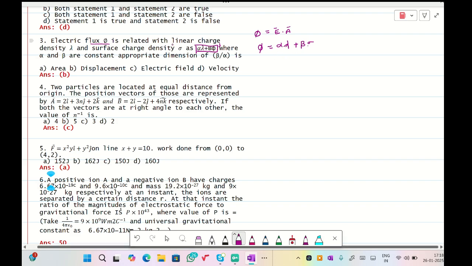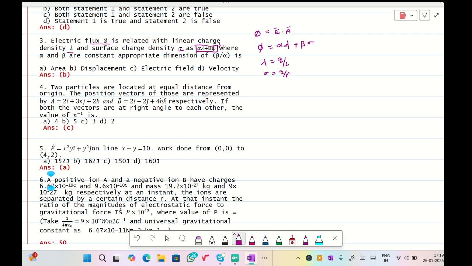Here lambda and sigma are the linear charge density and surface charge density. You know that the linear charge density is charge per unit length, and sigma is charge per unit area. This question relates units and dimensions as well as electricity, a combined concept of electricity and units and dimensions.